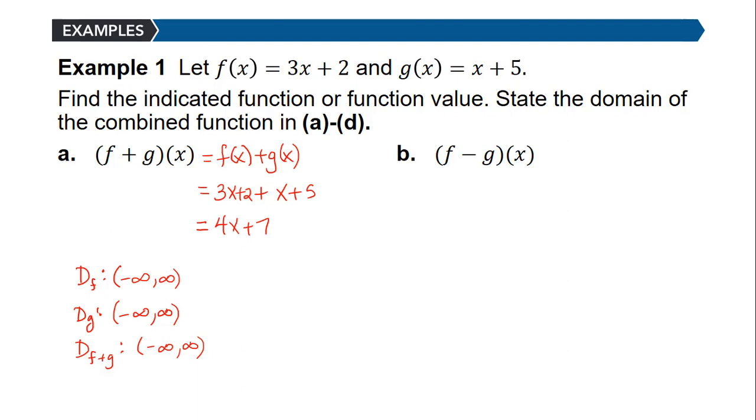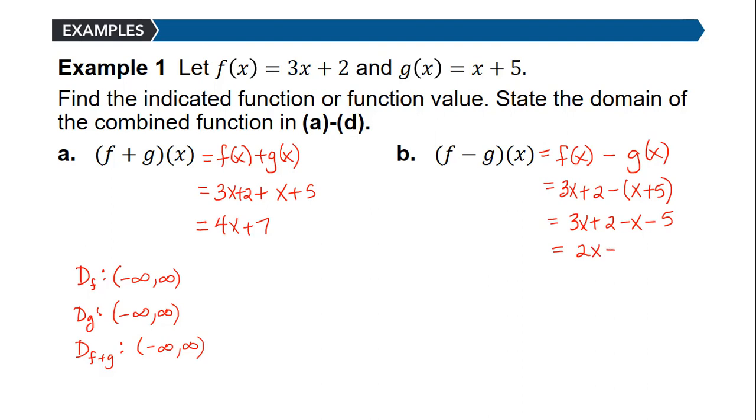Part B is f minus g of x, so the difference of functions. This is defined to be f of x minus g of x. So f of x is 3x plus 2 minus, be careful here, we have to subtract off everything that is part of the function g, so we put in parentheses x plus 5. Therefore, we get 3x plus 2 minus x minus 5. Combining like terms, we get 2x minus 3.